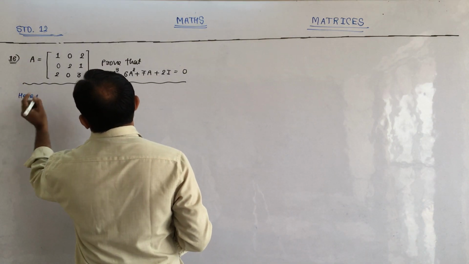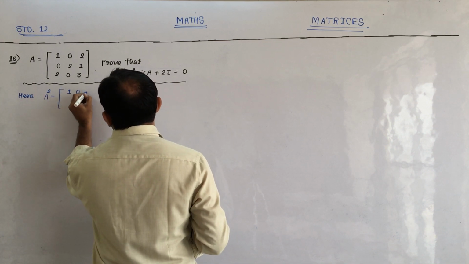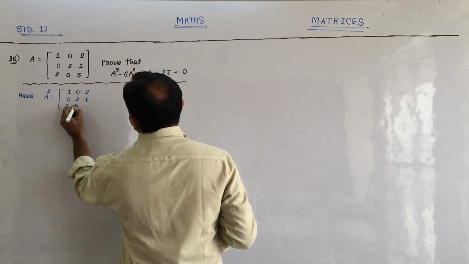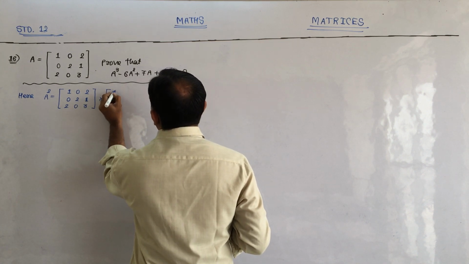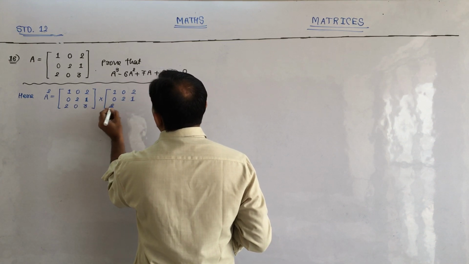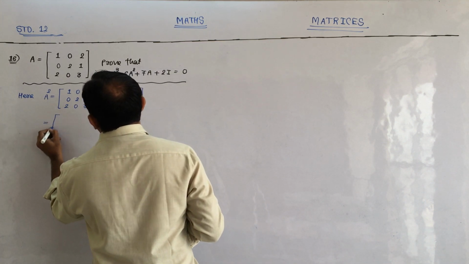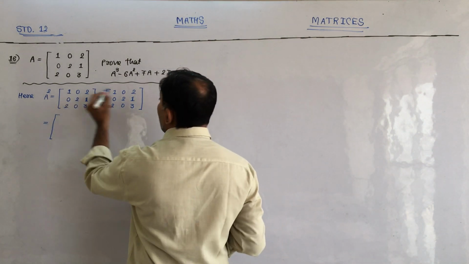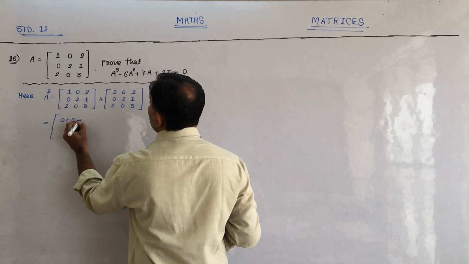A square is what? Matrix A means 1 0 2 as the first row, 0 2 1 as the second row and 2 0 3 as the third row. Multiply it with the same matrix, 1 0 2 as the first row, 0 2 1 as the second row and 2 0 3 as the third row. Now matrix multiplication is this: first row first column, as we know. Now I write directly: 1 1s are 1 plus 0 into 0 is 0 plus 2 2s are 4.